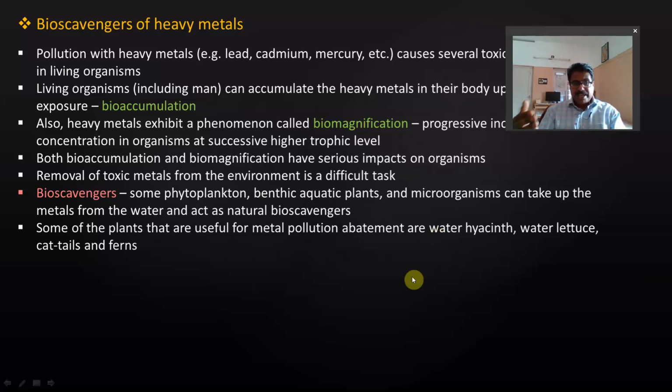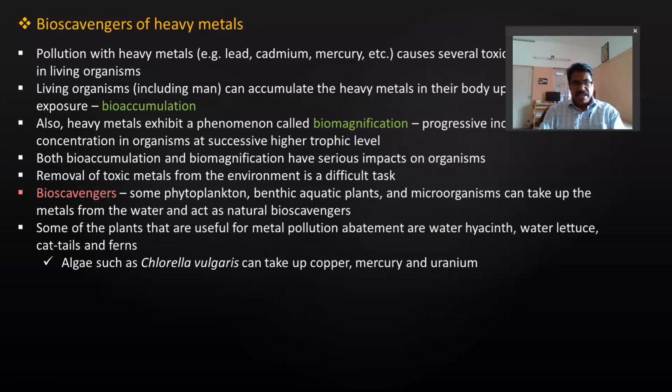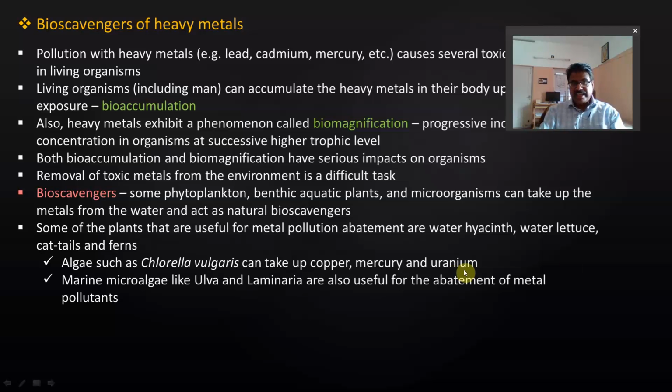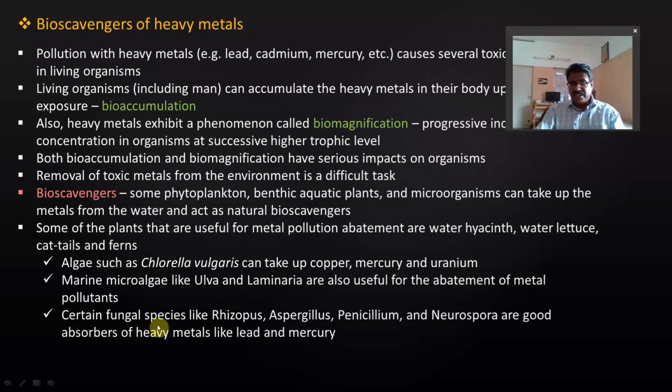Several plants can be used as bioscavengers for metal pollution, and examples are water hyacinth, water lettuce, and ferns. These all can take up heavy metals into their body and clear up the environmental heavy metal pollution. Examples among algae are Chlorella, which can take up heavy metals like copper, mercury, and uranium, and some microalgae like Laminaria, which are also used for the abatement of metal pollutants. Some fungi like Rhizopus, Aspergillus, Penicillium, and Neurospora are all good absorbers of heavy metals like lead and mercury.